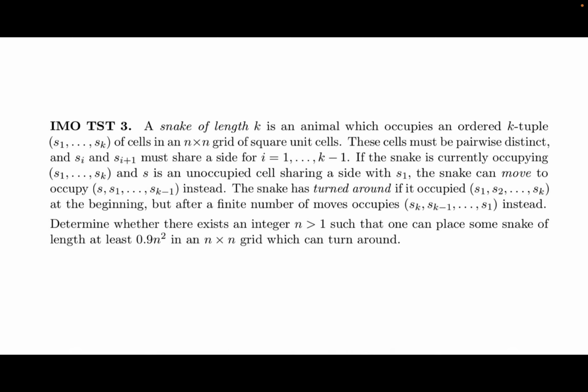Now let me explain the difficulty of this. In an n cross n grid, 0.9 n squared is pretty close to the actual area of the grid. So we need to place some snake in, very close to the area of the grid, but it somehow manages to use the few cells which are not covered, the 0.1 n squared cells, in some way such that it can maneuver to turn its head into a tail and its tail into a head. So the question is, how do we do this?